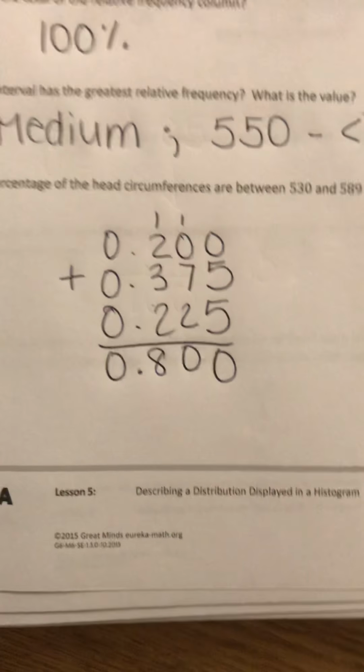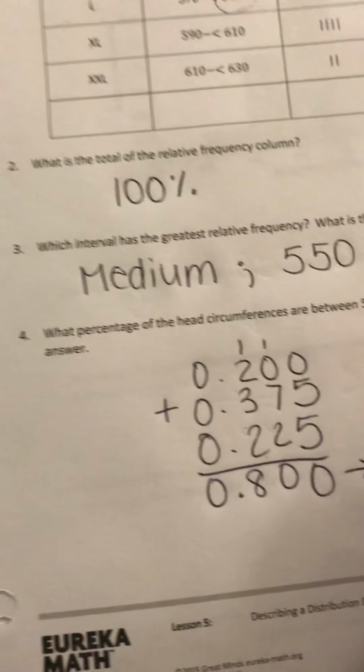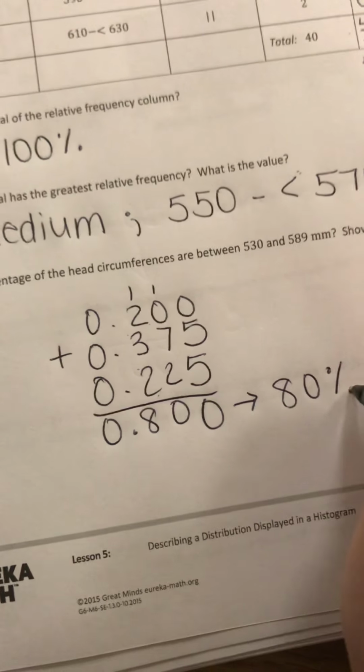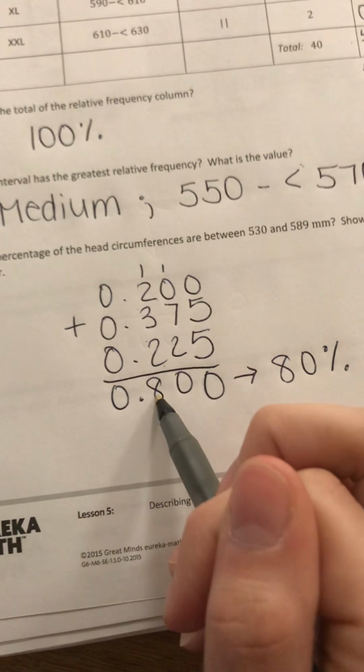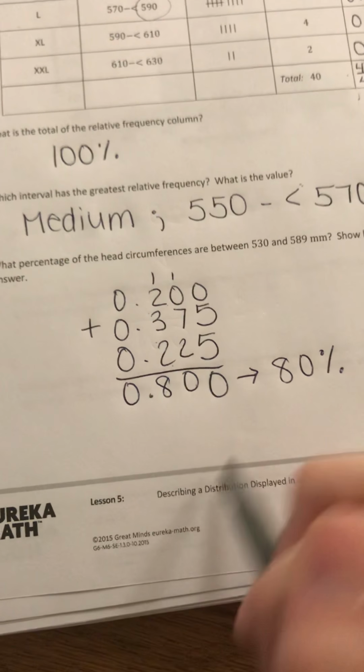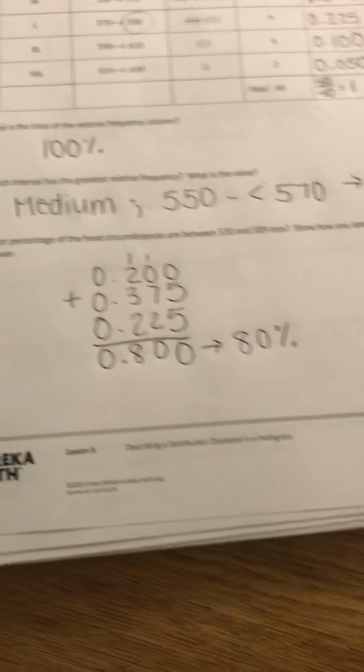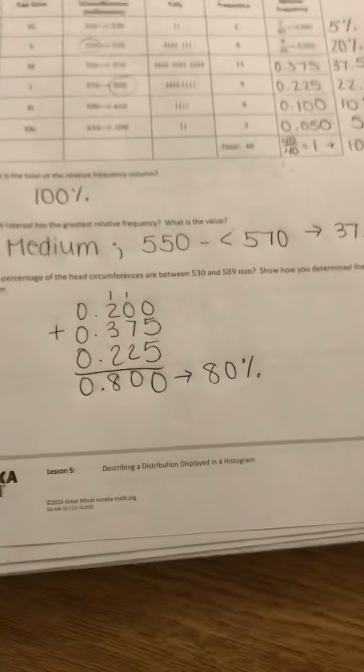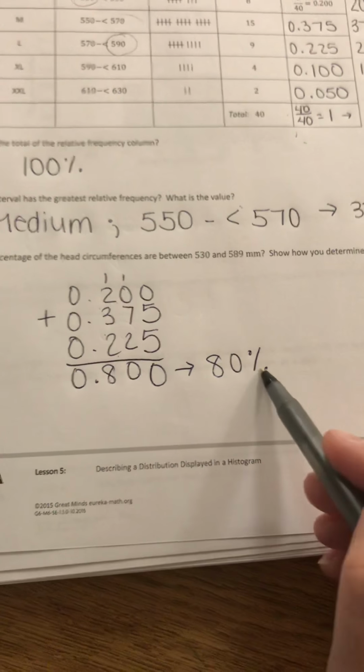All right, you should have gotten 0.800, which is the same thing as 80%, because this is like 80 over 100, or 800 over 1,000, which can then be simplified to 80 over 100. Anything over 100, that's your percent, so it's 80%.